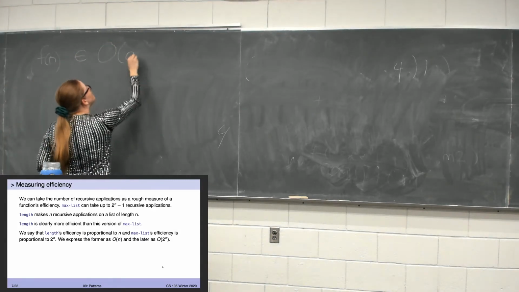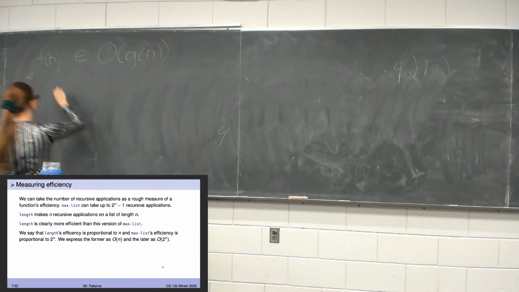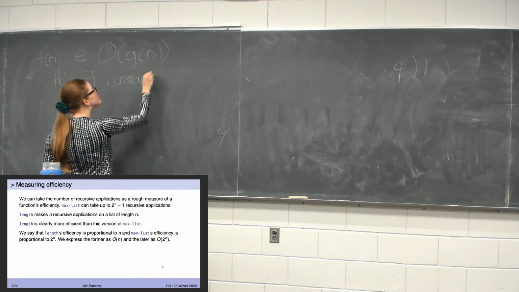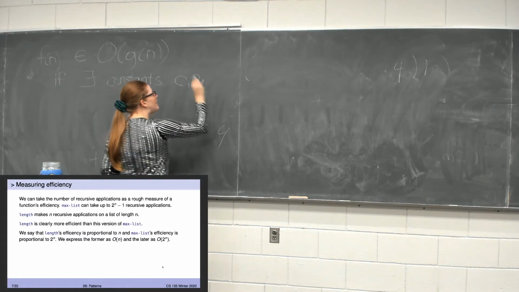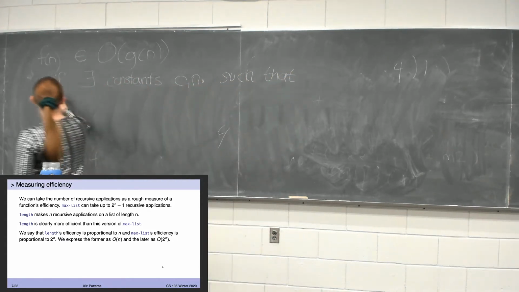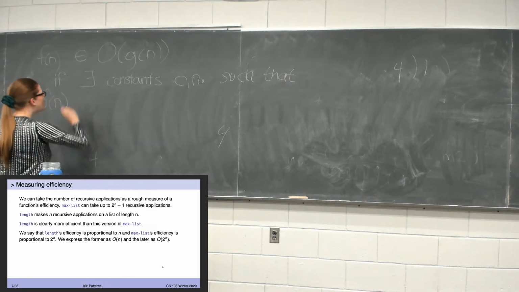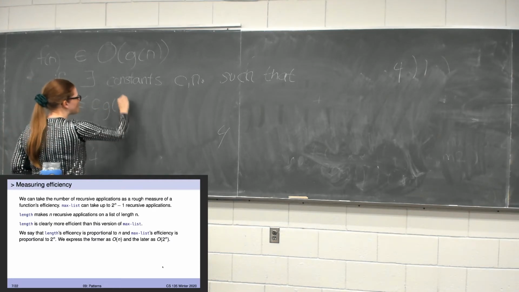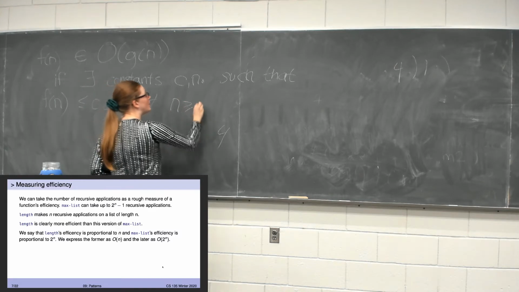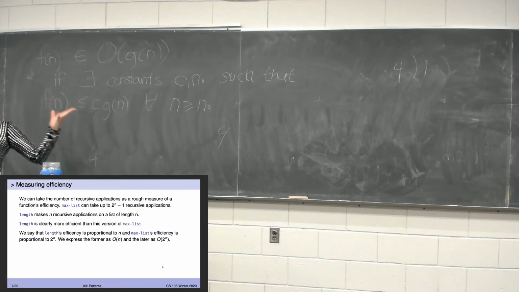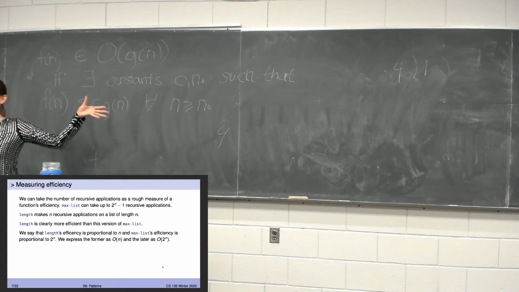f of n is in big O of g of n if there exist constants c and n naught such that f of n is less than or equal to c g of n for all n greater than or equal to n naught. Now that's a lot of fancy math. And again, this particular definition you do not need to know until CS240, where you will prove everything using it.